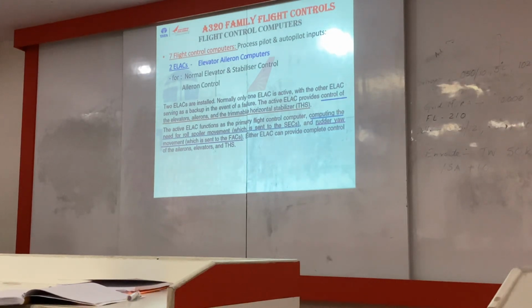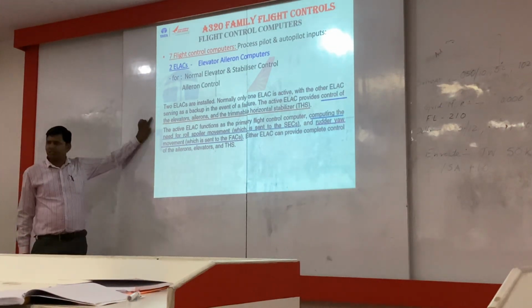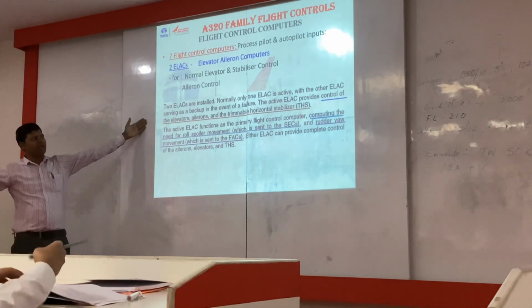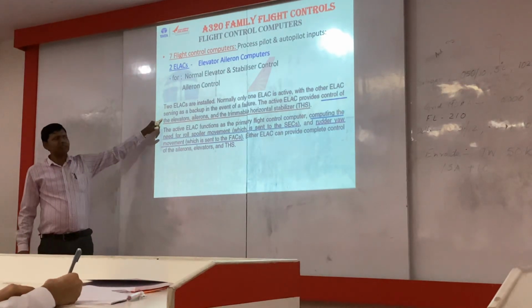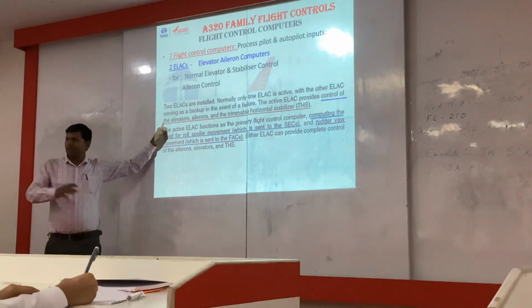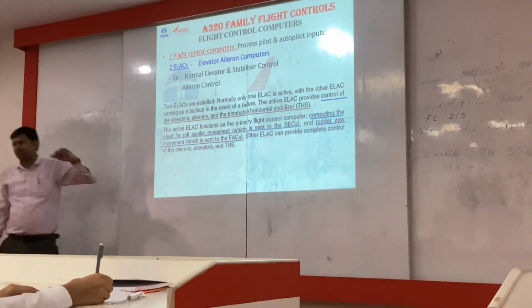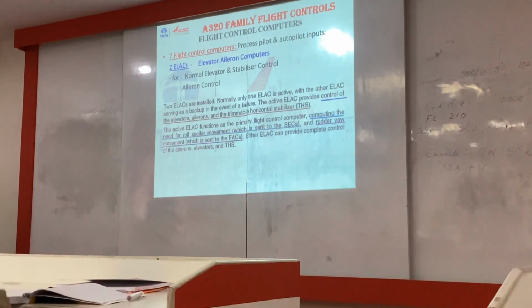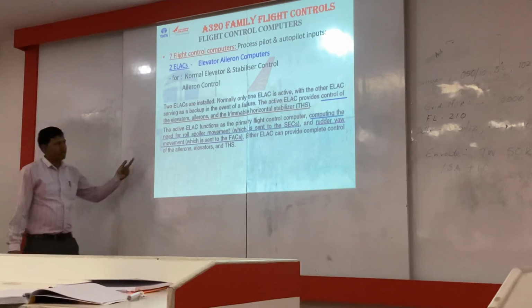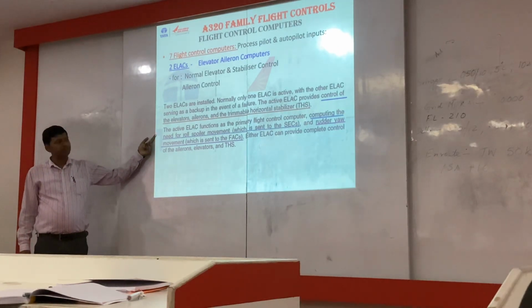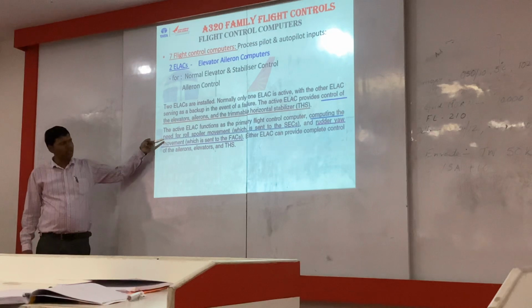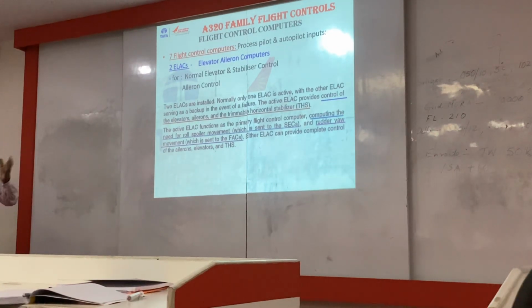The two ELACs are installed. Normally only one ELAC is active, while the other ELAC serves as a backup in the event of a failure. If there is any failure, it will switch over to the other. The active ELAC provides control of the elevators, ailerons, and the THS. The ELAC functions as the primary flight control computer, computing the roll spoiler movement, which is sent to the SEC, and rudder yaw movement, which is sent to the FAC. Either ELAC can provide complete control of the aileron, elevator, and THS.